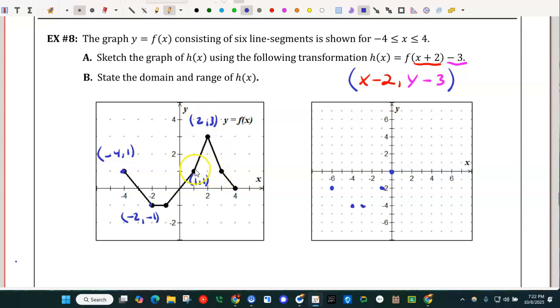Right, and I'm going to use a little bit of symmetry here. I know this is going to go up, come back down, so I'm just going to go up and come back down. And this one goes down 1 over 1, right? I'm going to go down 1 over 1 as well.